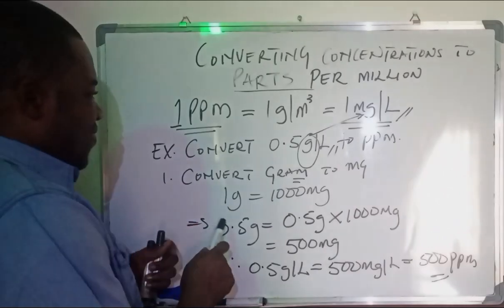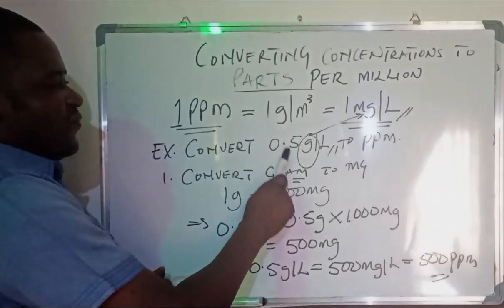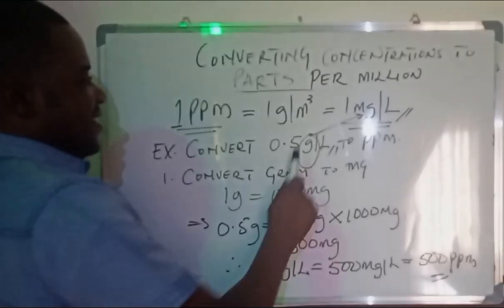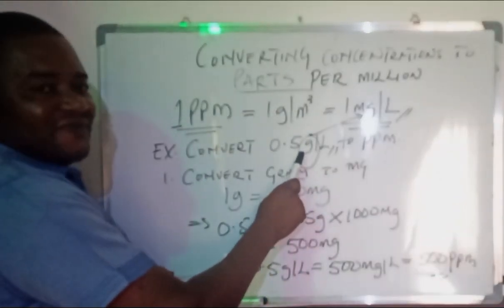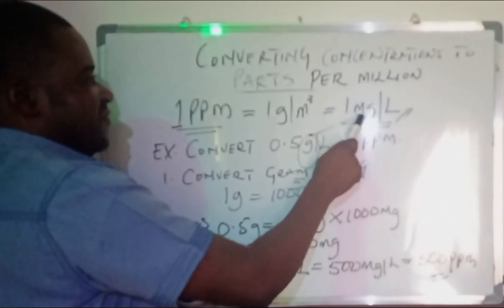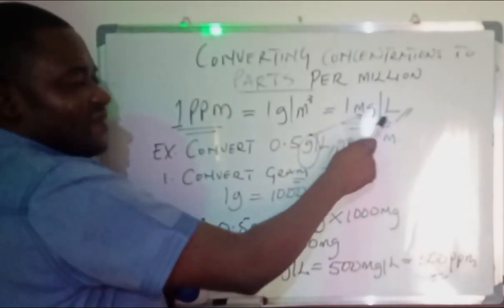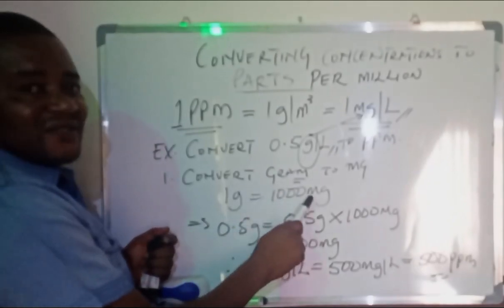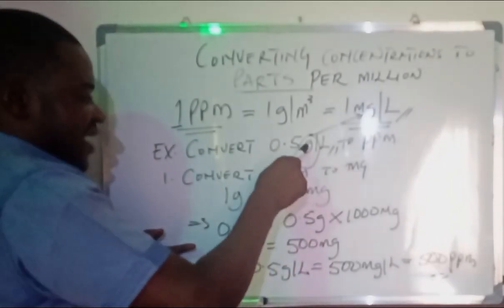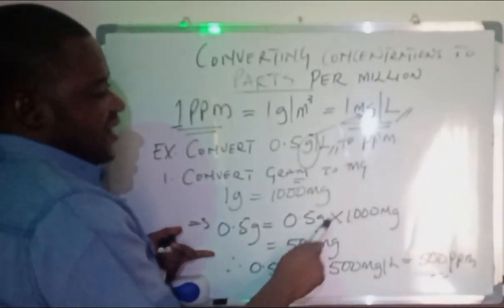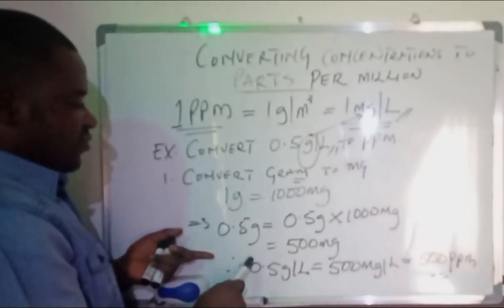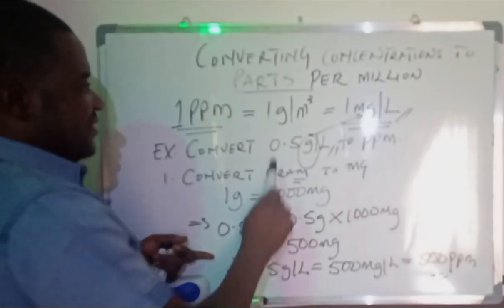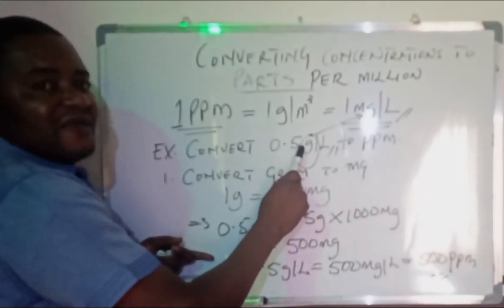You are given 0.5 grams per liter to convert to parts per million. What must come to your heart is that it is the mass that is important for you to convert here to parts per million, and not the liters, which is the same. To convert the mass, 1 gram is equal to 1000 milligrams. So 0.5 grams will be equivalent to 0.5 times 1000 milligrams, and that will give us what? 500 milligrams. Now remember that this statement was 0.5 gram per liter.